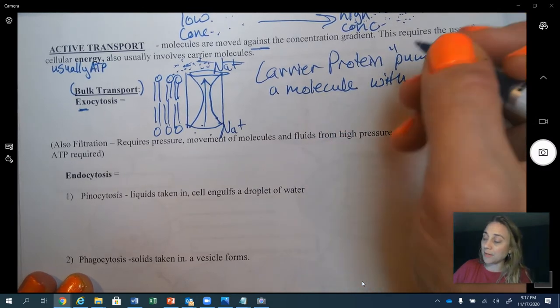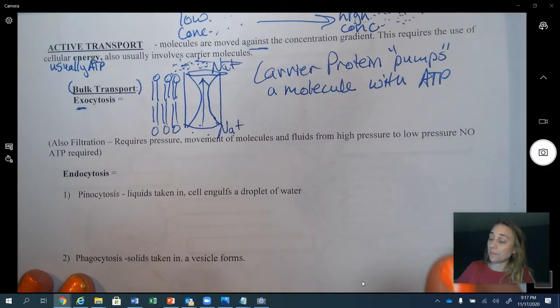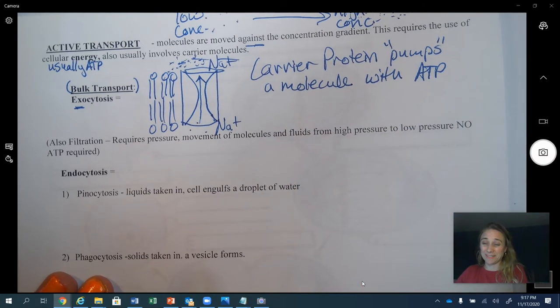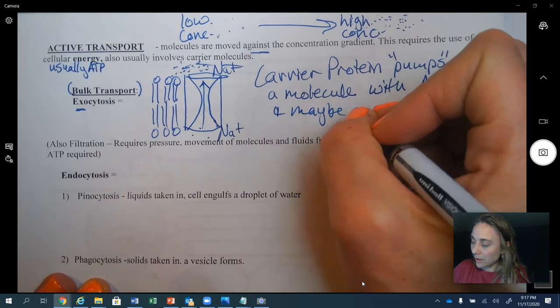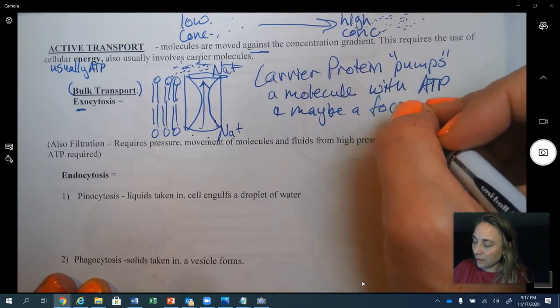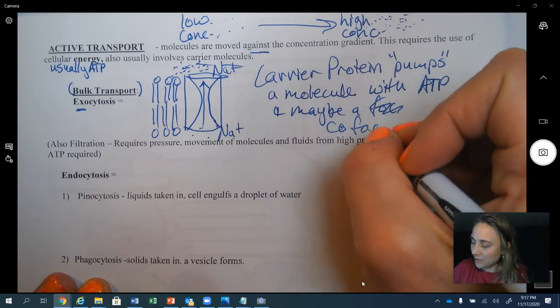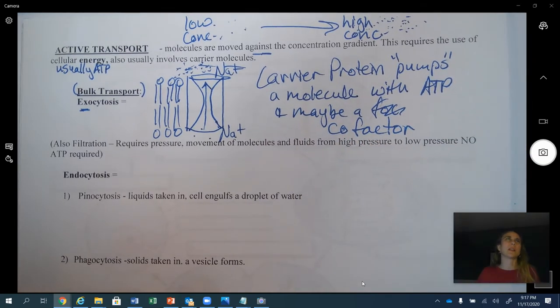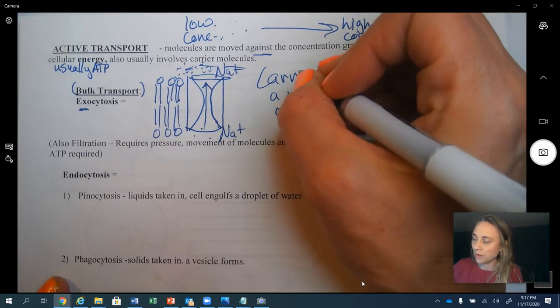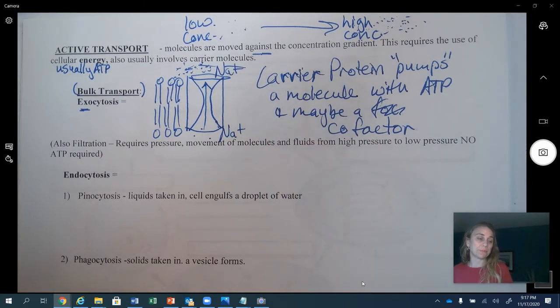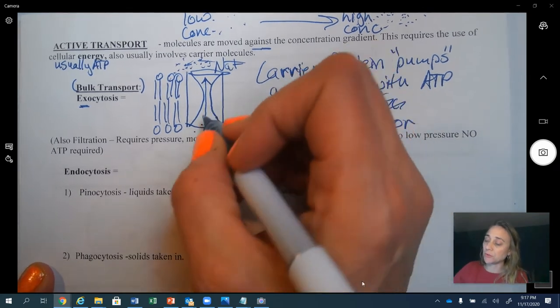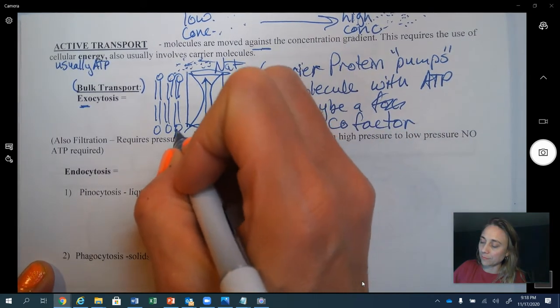It usually has ATP, and it may have a cofactor to tell it, okay, it's time to do that. In the case of your muscles, as soon as the cell depolarizes, these carrier protein pumps are going to try to repolarize the cell. So yeah, that happens. We'll study that a little bit later. Okay, so ATP gets used, and that's cool.